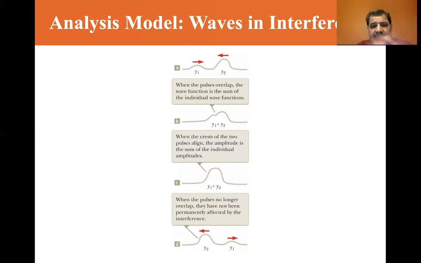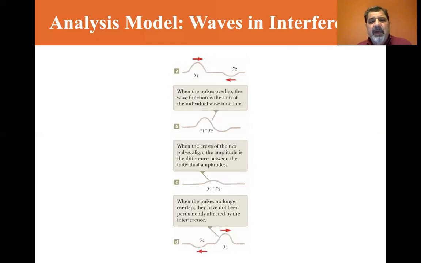And then when the crests of the two pulses align, the amplitude is the sum of the individual amplitudes. Again, y1 plus y2. When the pulses no longer overlap, they have not been permanently affected by the interference. In other words, they will go through and continue on to the other side. So the waves have a life of their own, and they won't be interrupted by an interfering wave.